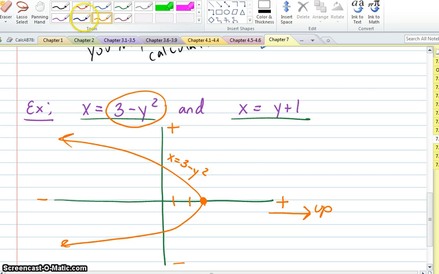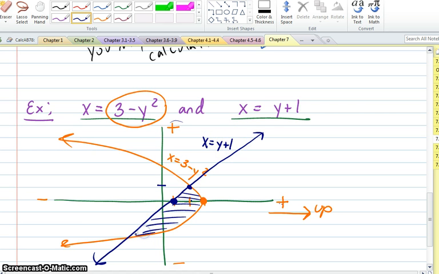Now this next one is a little confusing. This is a line with an intercept of 1, so go up 1. It has a slope of 1, so you go up 1 and left 1, because you want to go in the positive direction: up is positive, left is positive. Your next point is going to be there, and that's the graph of our line. So this is the area we're trying to find between these two.